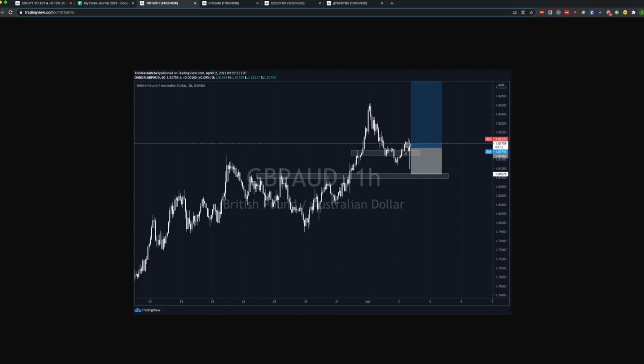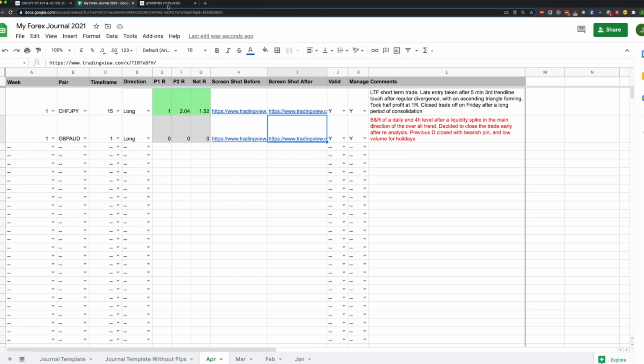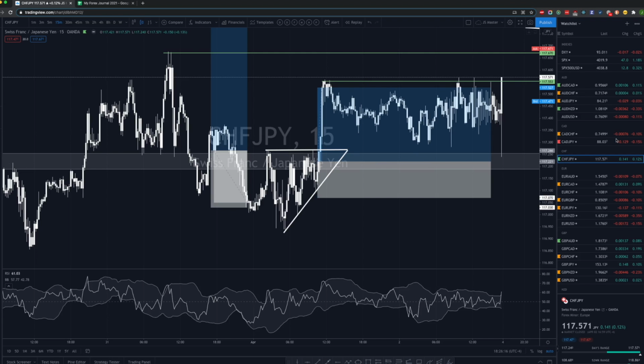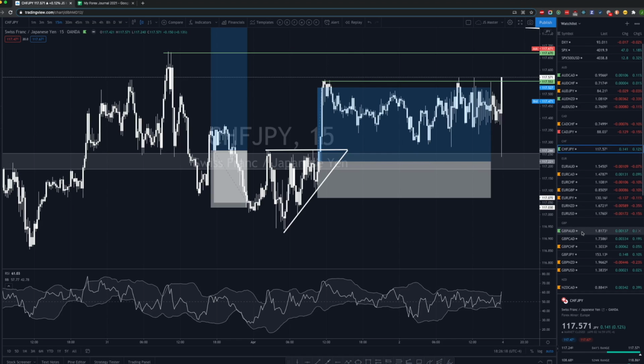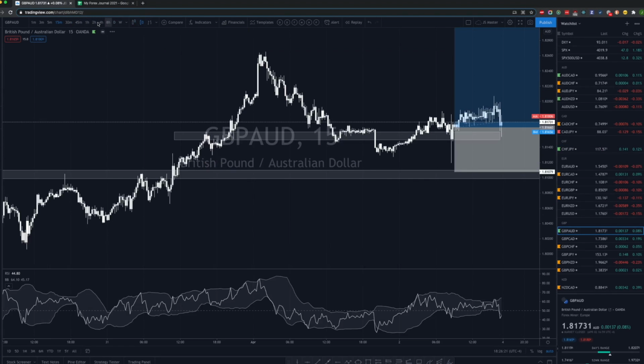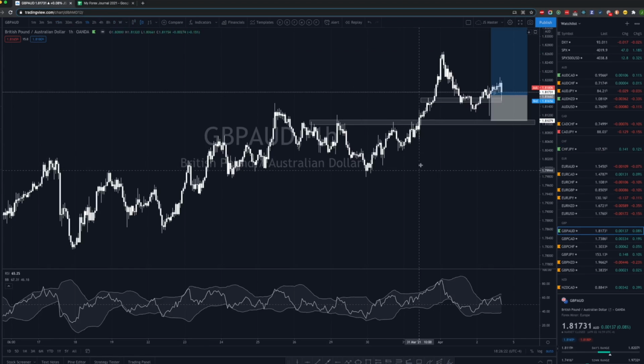All right, so we had that liquidity grab, price started to push in my direction, and I just decided to close the trade off. All right, so I'll just jump to the chart to talk you through the trade. So that was GBPAUD, and it was taken on the 1-hour time frame.